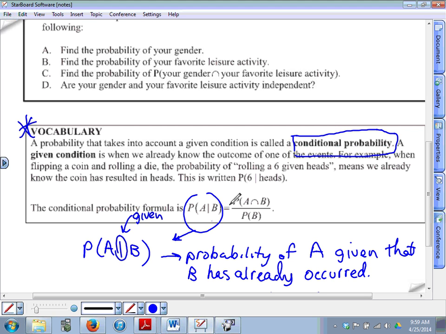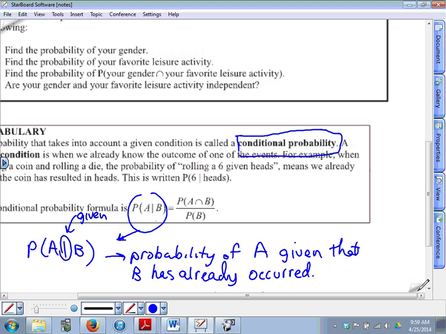There will be some time that we're going to have to use this formula a little bit later, but I'm going to show you on today's problem that we can figure out conditional probabilities without having to use that formula. Okay? So turn the page.